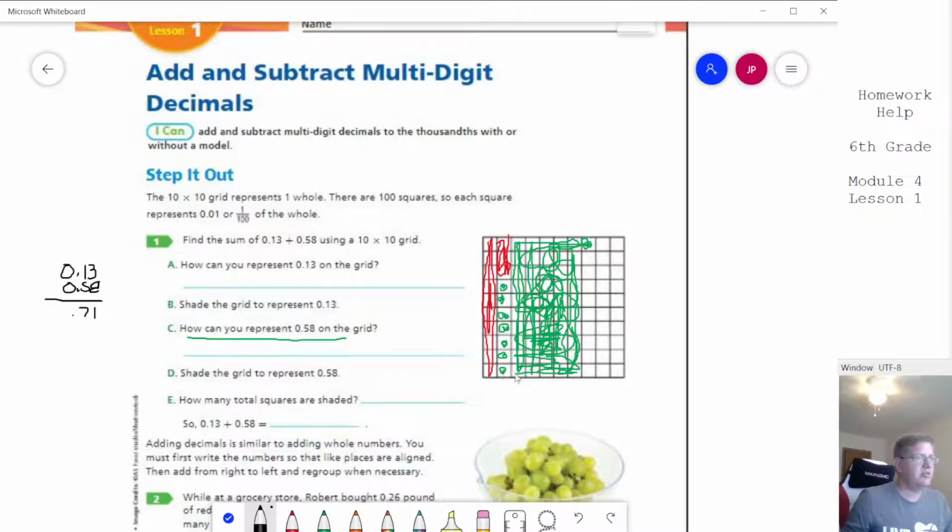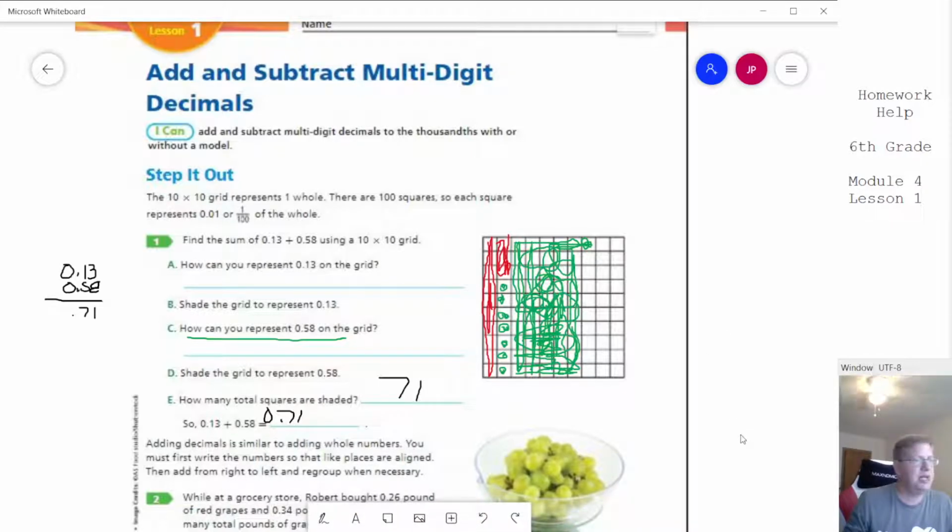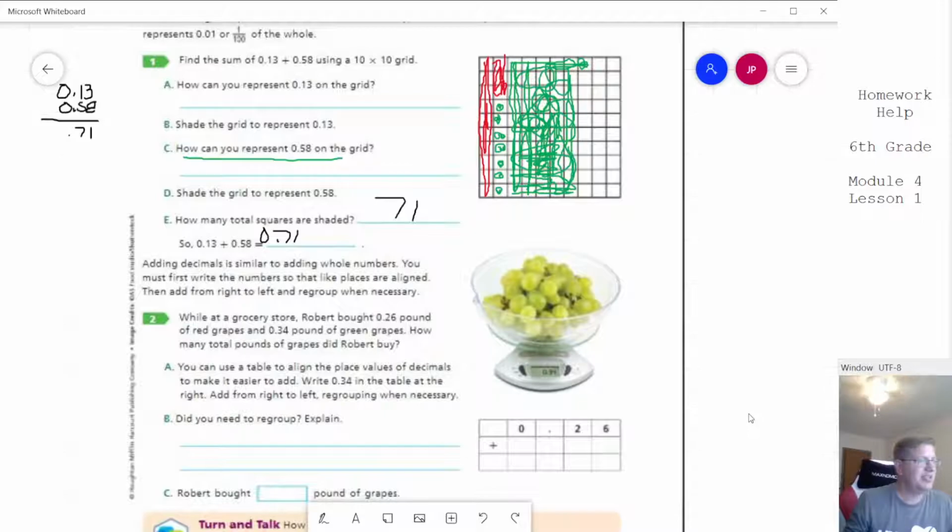So I have 1, 2, 3, 4, 5, 6, 7 complete rows filled in plus 1 extra block. That is going to give us 71/100ths, or 0.71. The 0 in front is optional. I like having it there. I don't always use it when I'm doing things in class just because of time.